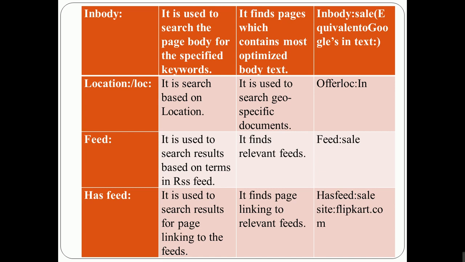So in body, same operator like in text in Google, it will search for specific words from the body tag in the web page. It is used to search the page body for the specified keywords. It finds a page which contains the most optimized body text.